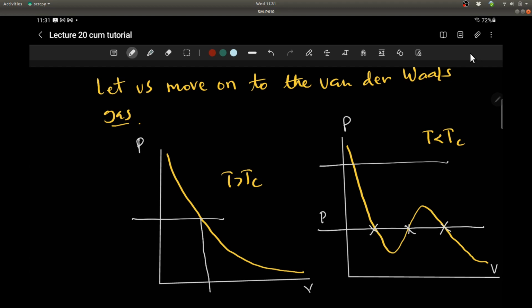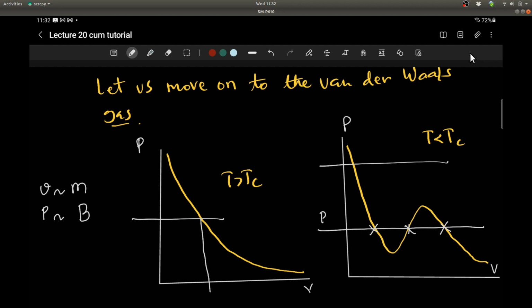Compare this with the magnetization story. The analogy is exactly like that. So V is like M, and P is like B. The order parameter is V. Correct. Even there, when we tried to do the self-consistent equations, we got 3 solutions, remember? So this is actually similar to that. I just want to point that out.